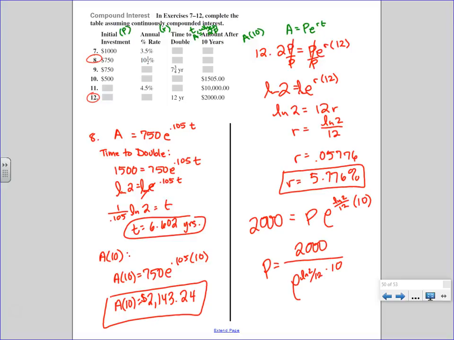2,000 divided by e to the power of ln of 2 divided by 12 times 10. What do you guys got? Say the numbers. What'd you get? Okay, fine, I'll say it. And are you agreeing with me? $1,122.46. I got it. Oh, that's super fancy.